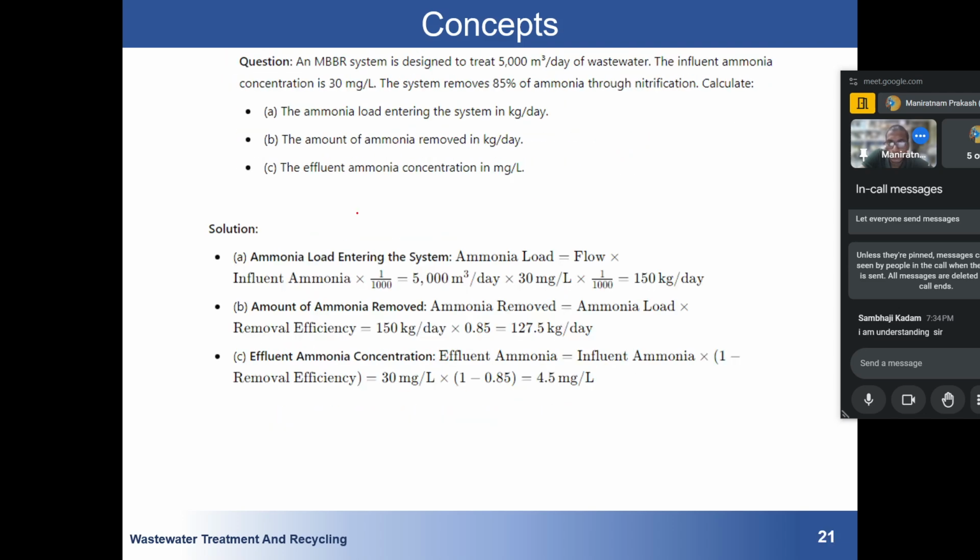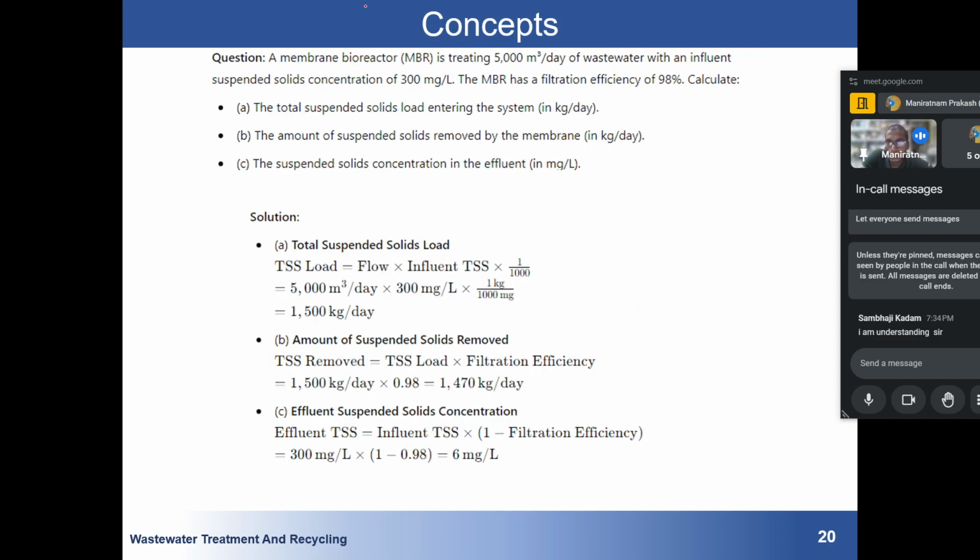Again, one simple question is there related to MBR, which is treating this much wastewater with effluent suspended solids of this much concentration. MBR has a filtration efficiency of 98%.